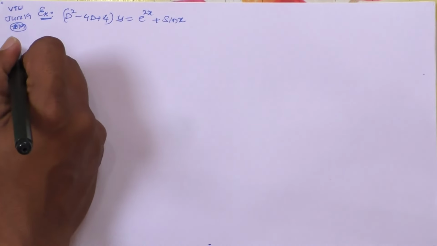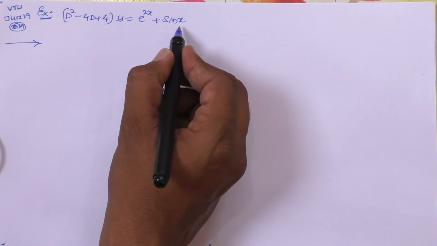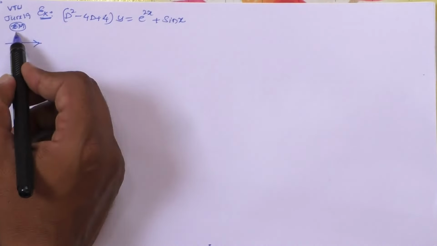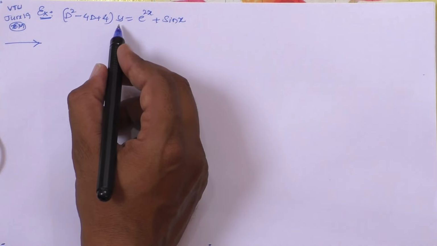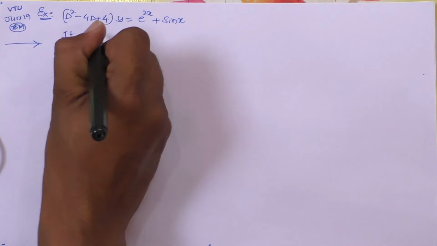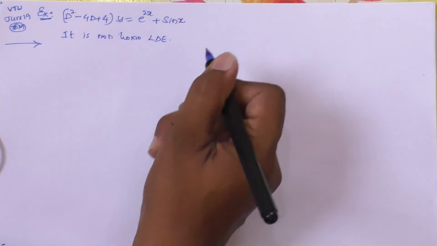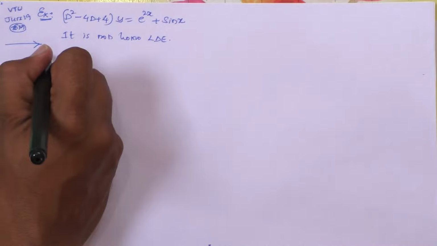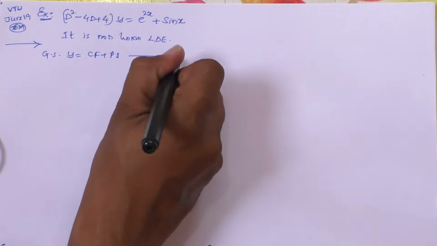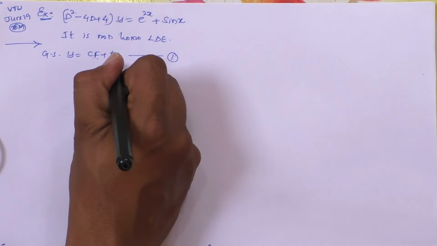Let us solve another problem. Solve D square minus 4D plus 4 into y equal to e raised to 2x plus sin x. This was given in the exam June 19 for 6 marks. If you look at this problem, it has y as well as x, so it is called a non-homogeneous linear differential equation. For non-homogeneous, we know the general solution is y equal to CF plus PI. So let us find CF and PI separately. First find CF, then later we will go for PI.